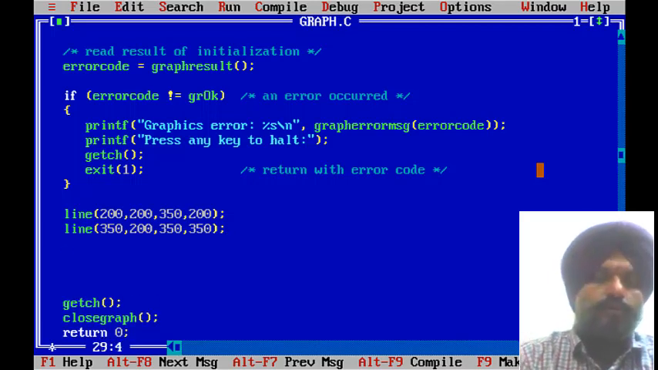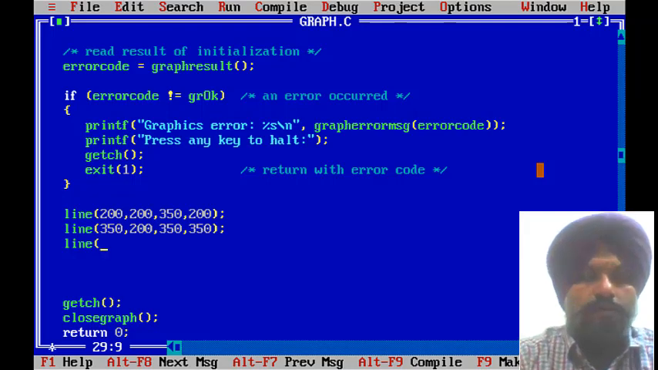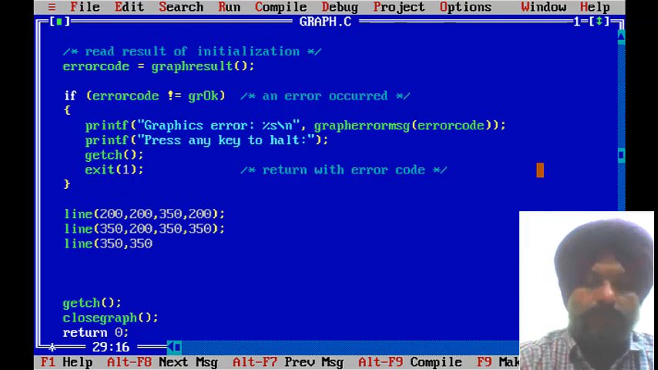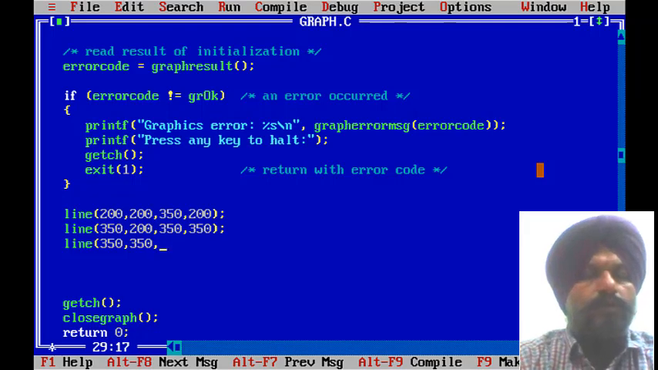So now we have drawn these two lines of the square. To draw the third line, we have to decrease the x-axis value by taking the first value of the second line. As I have told you, the last value, that is the second point of the previous line, becomes the first point of the next line. So in this example, 350 becomes the starting point of the third line.